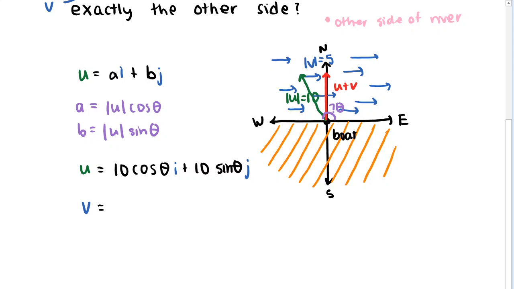Well, here it's traveling directly east. So the vertical component of our river velocity vector is going to be 0, right? There's no vertical component to our river velocity. So this is just going to look like 5i, and maybe I'll write 0j to make it very clear that there's no vertical component to this river vector. It's traveling directly east.